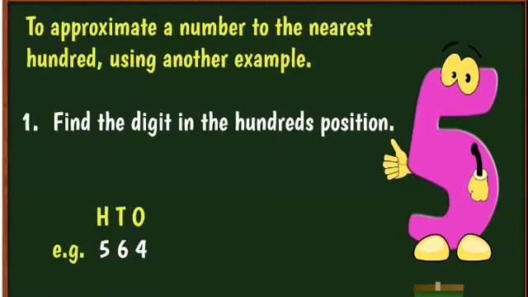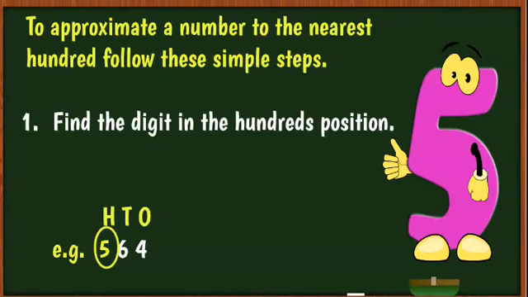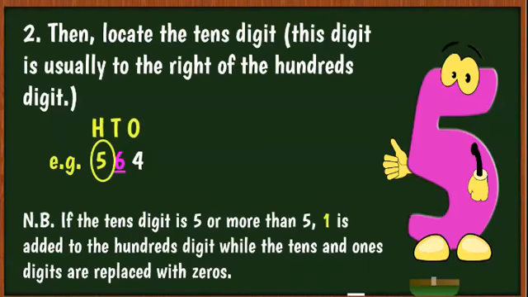Now to approximate a number to the nearest hundred, we are using another example. This time we have 564. So we go through our steps again. Find the digit in the hundreds position. So 5 again. Step 2: Locate the tens digit. Again, this digit is usually to the right of the hundreds digit.